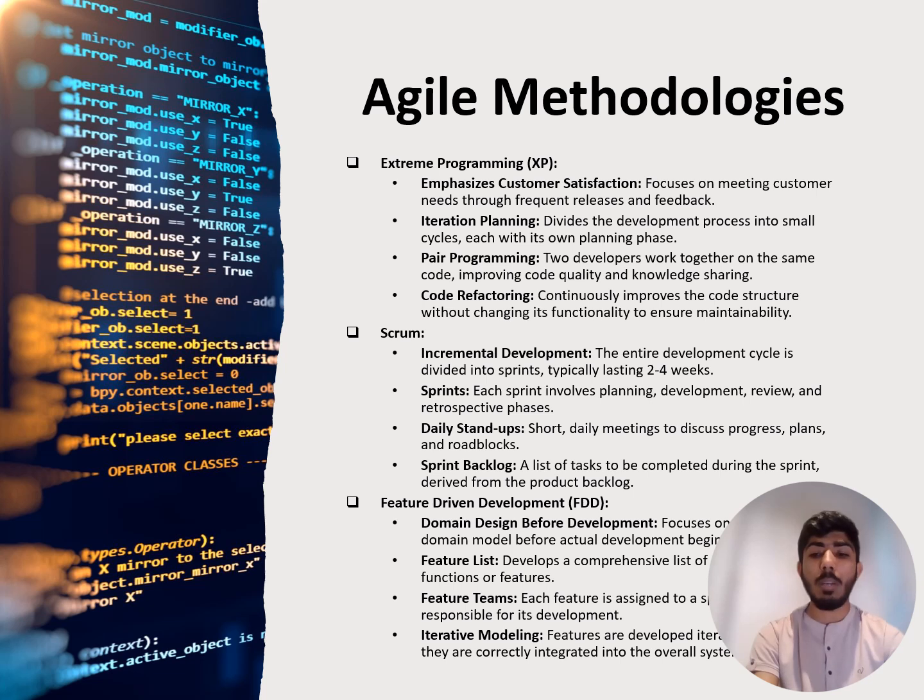Let's talk about Scrum. Scrum uses sprints, typically 2 to 4 weeks long, for incremental development. Each sprint includes planning, daily stand-ups, development, and review as well. The sprint backlog lists tasks for completion.